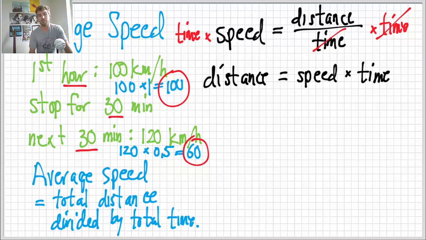So that's exactly like that situation we looked at before. This might be one example of what that one was illustrating. 2 hours, 160 k's. So the average is 80 k's per hour as before.